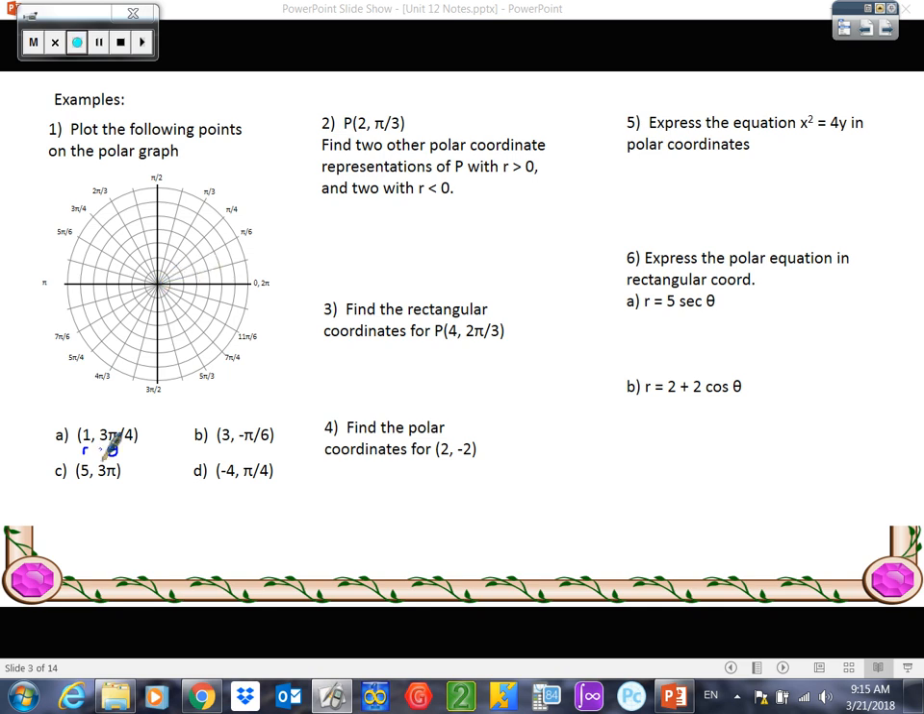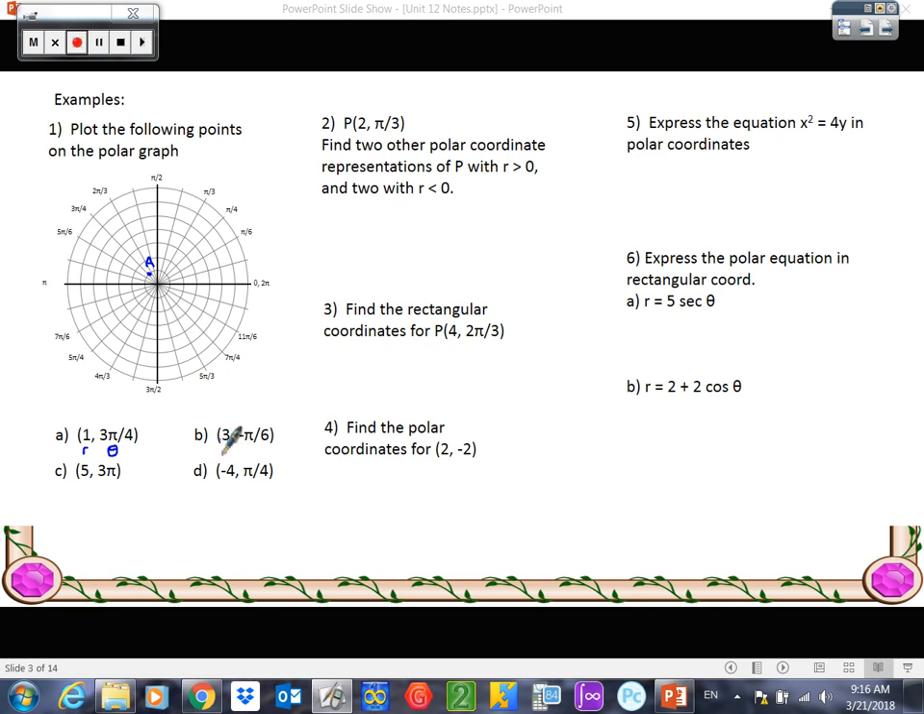So we would go to the first ring, and then we would know at 3 pi over 4. So we'd go to 3 pi over 4. Right here, and we would go to the first ring, and that would be our point. That's our A point. Okay, so we are at 3 pi over 4.